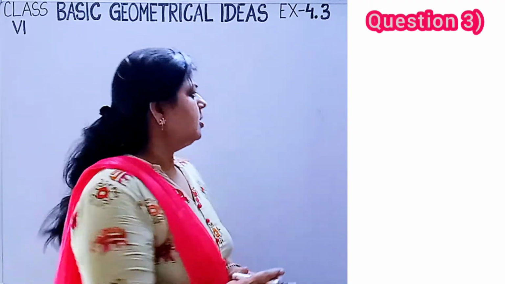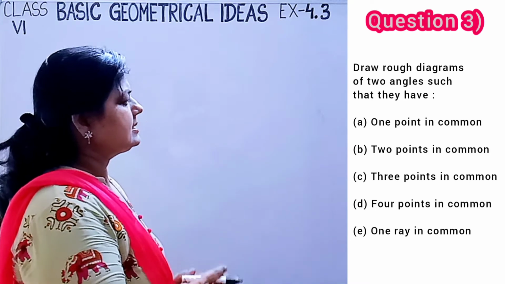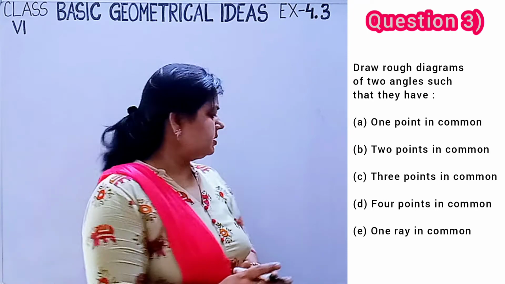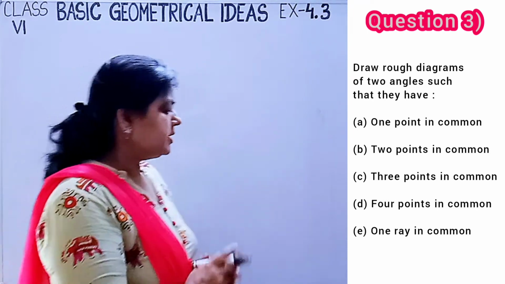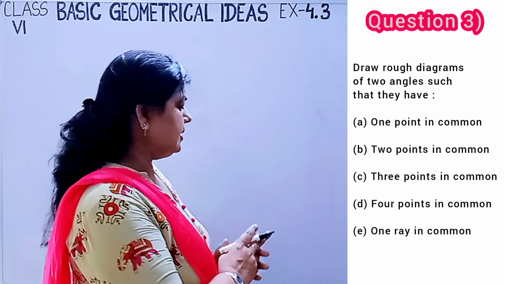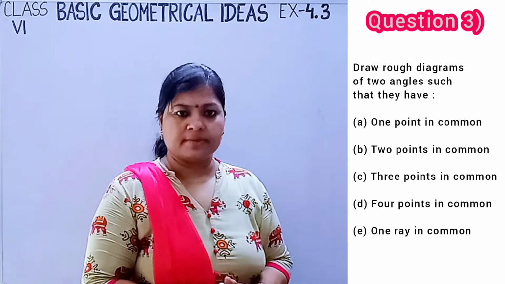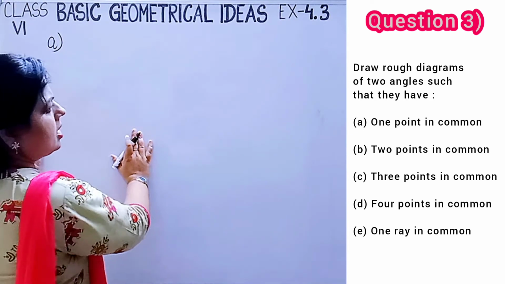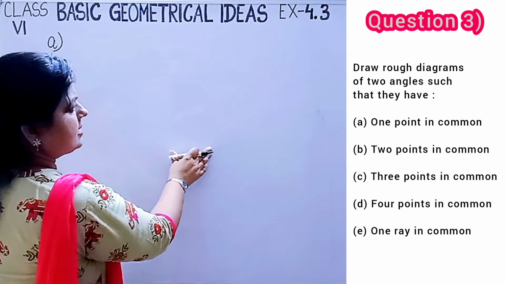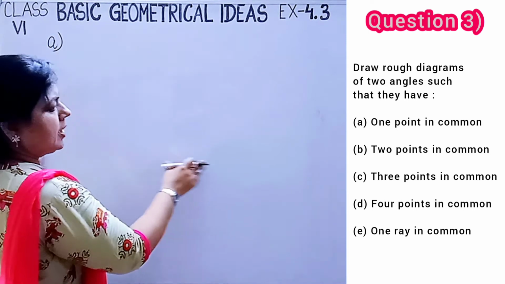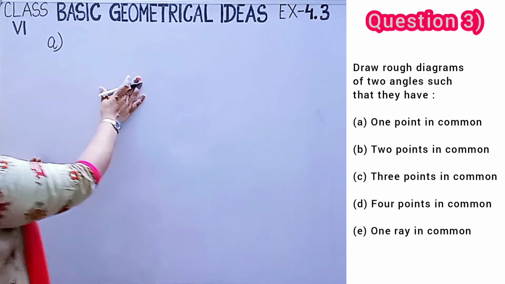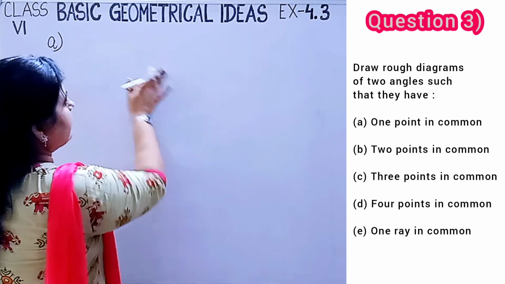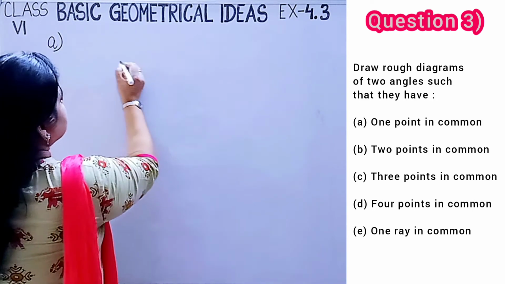Question number 3. Draw rough diagrams of two angles such that they have A. 1 point in common, B. 2 points in common, C. 3 points in common, D. 4 points in common, and E. 1 ray in common. A part. In A part, we have to draw a rough diagram of two angles such that they have 1 point in common. So first of all, we have to draw a diagram which has at least two angles and 1 point in common.